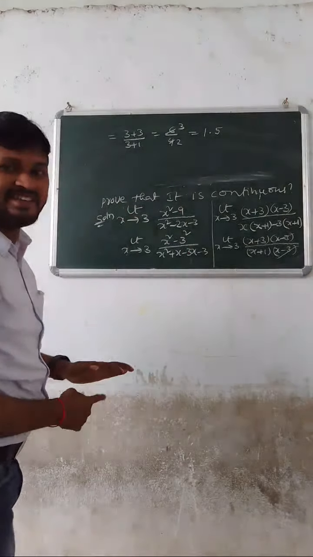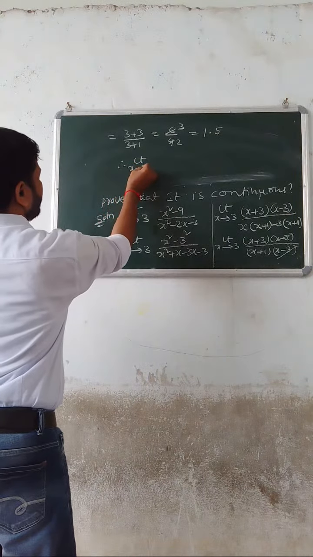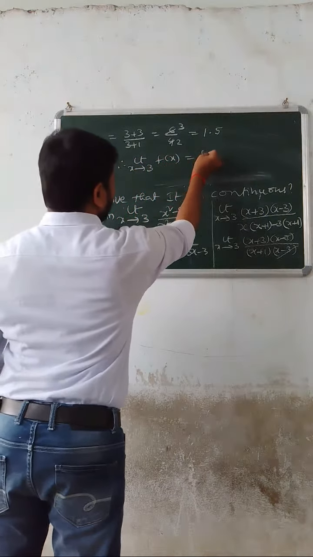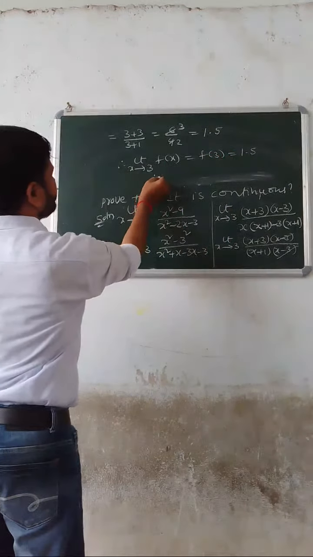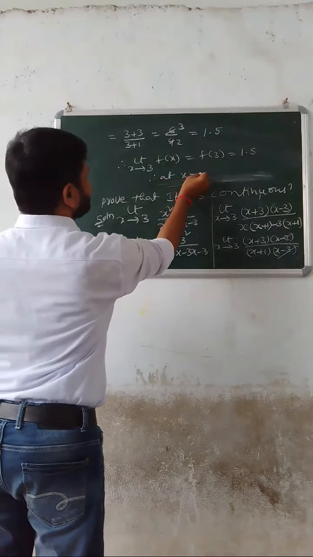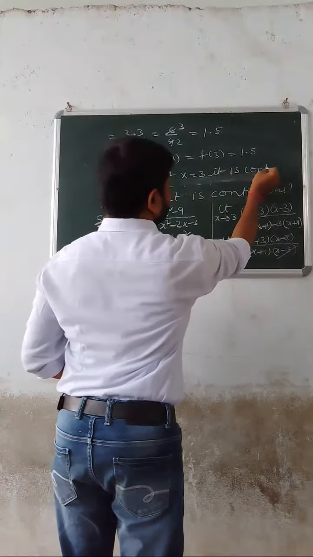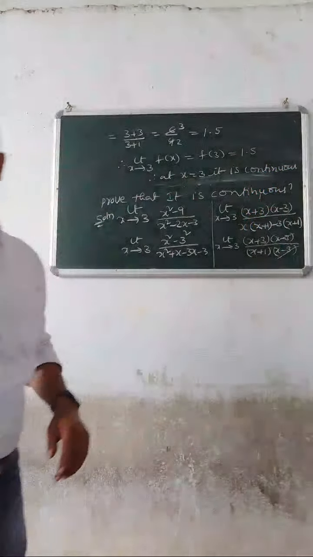So both are equal. So finally, what is the conclusion? Limit x tends to 3, f(x) and f(3) are both the same, 1.5. Therefore, at x is equal to 3, it is continuous. It is continuous.